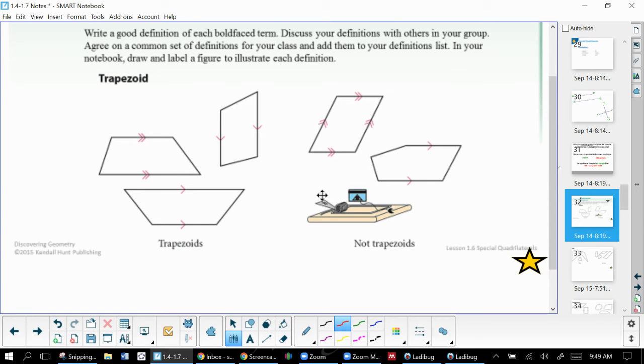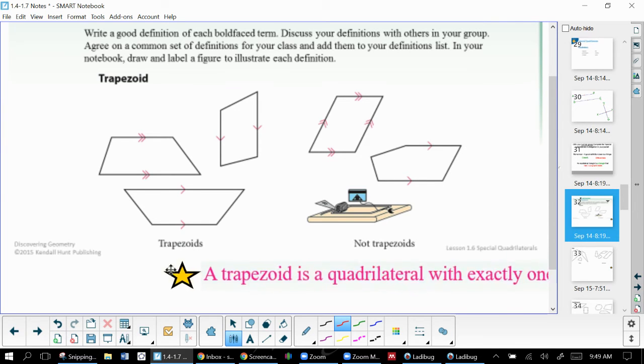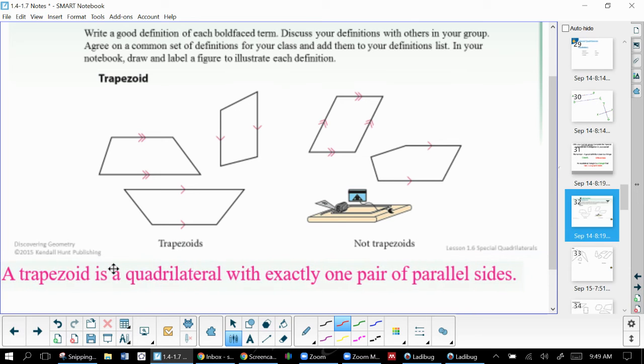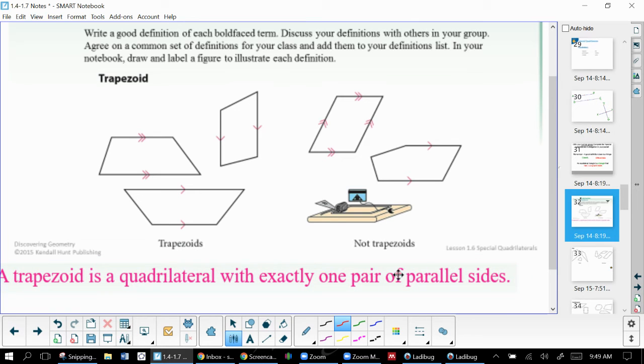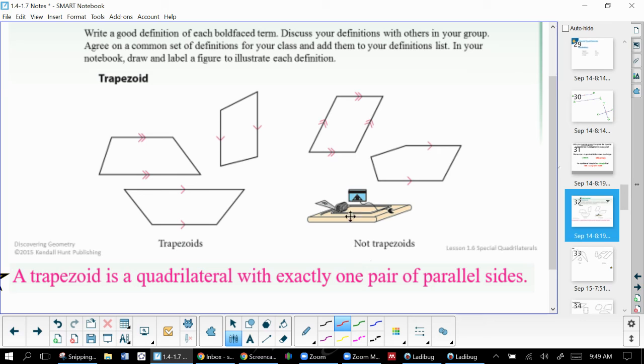Okay, so if you look at these trapezoids, you've got a shape here with parallel sides, a shape here with parallel sides, a shape here with parallel sides, but not all of them are parallel. And this one has 5 sides, and this isn't a quadrilateral at all. So what we're looking at here is a trapezoid being a quadrilateral with exactly one pair of parallel sides. Can't have 2 pairs. It's got to be a quadrilateral, but that's what a trapezoid is.